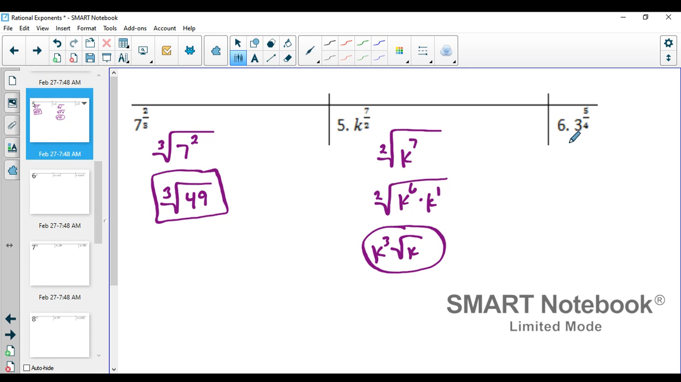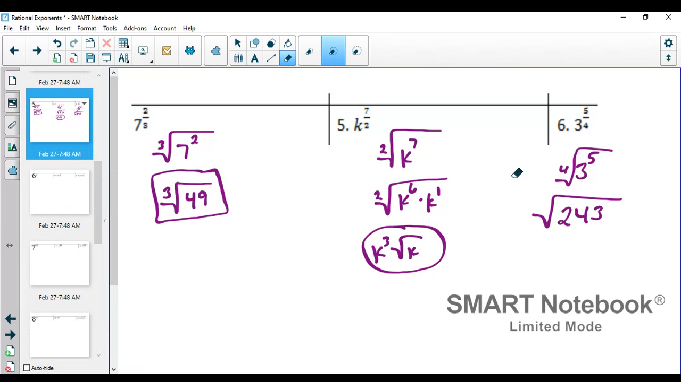And that's our final answer. All right, so for number 6, we have 3 to the 5/4 power. So 5 becomes the exponent, so we have 3 to the 5th power, and then the 4th root of that. So 3 to the 5th power is 243. Oops, I wrote the wrong thing there. So it's the 4th root, not the cube root. We have the 4th root of 243.